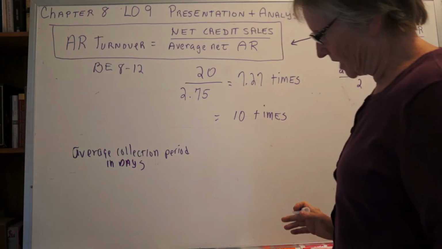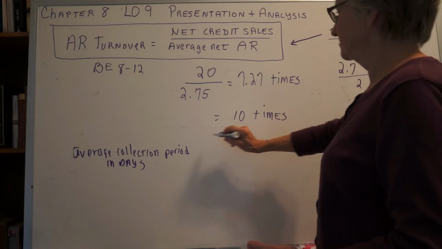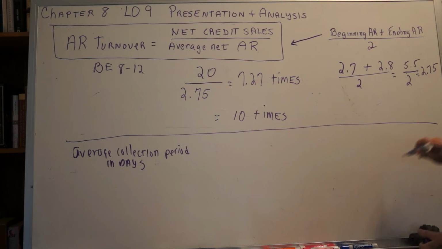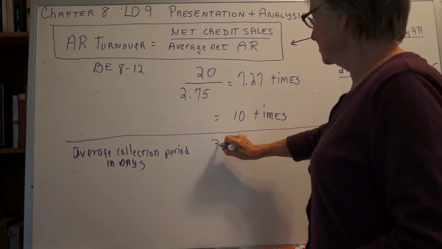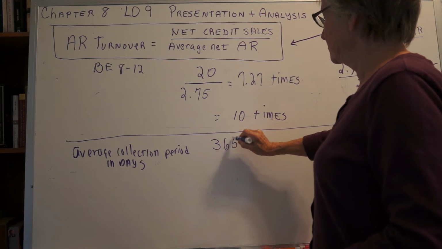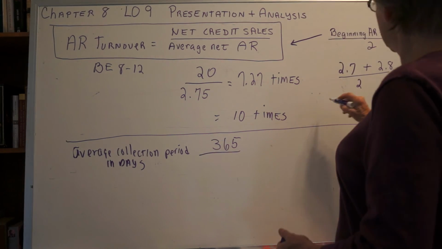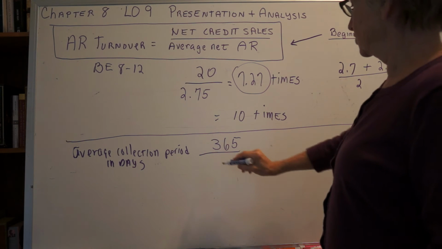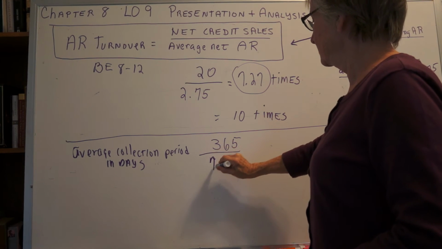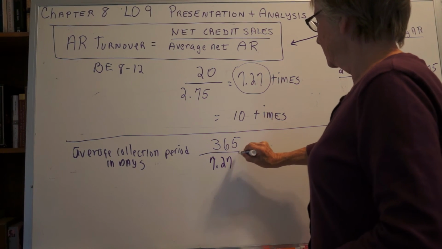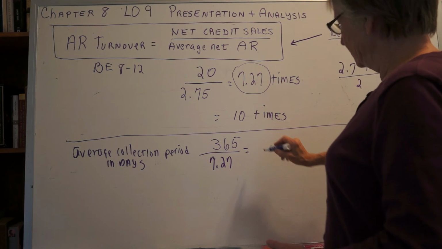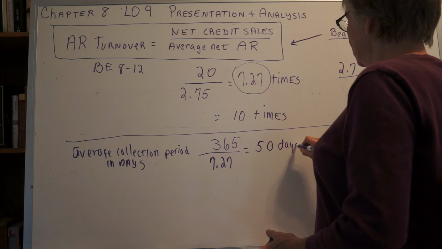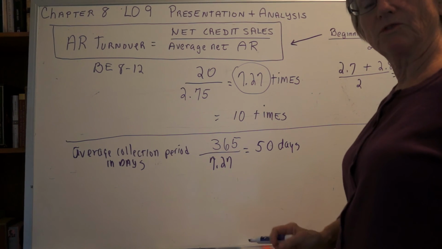Okay, so how do we do that? We simply take the number of days in the year, 365, and we divide it by our turnover ratio. So we divide by 7.27, and when we divide that out, we get about 50 days. So on average, we're collecting our receivables every 50 days.